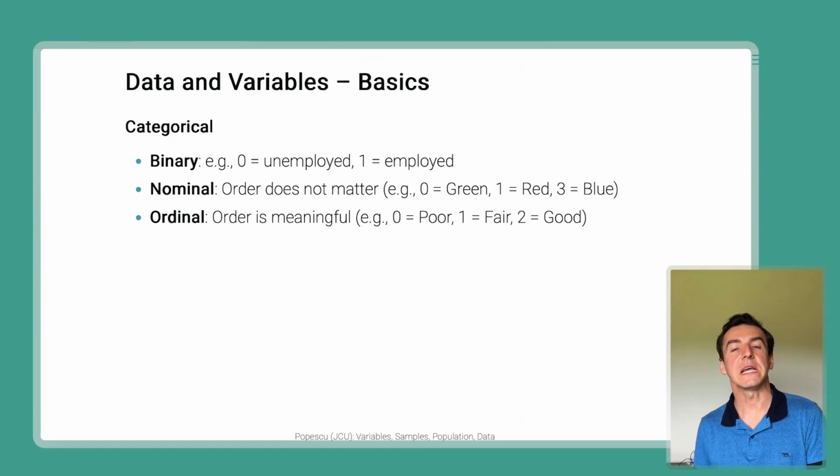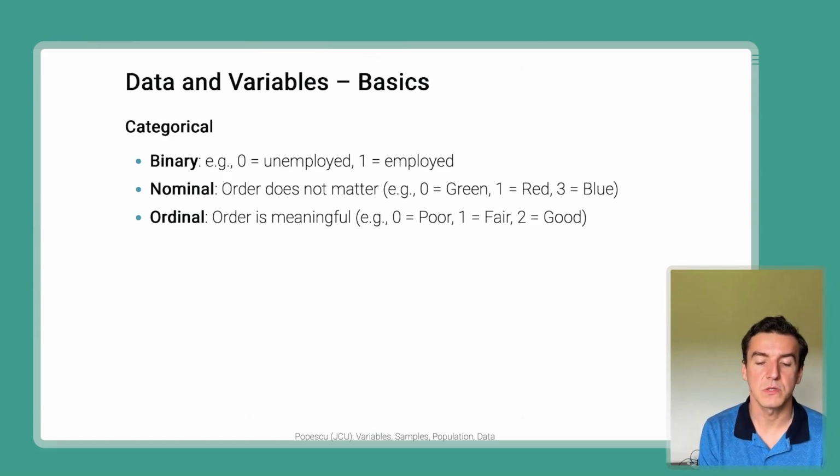Moving on to data and variables. It's important to distinguish between three types of categorical variables. We can have binary variables. These are variables that have values like 0 or 1. For example, you can think of employed, unemployed, black and white, man, woman, and so on and so forth.